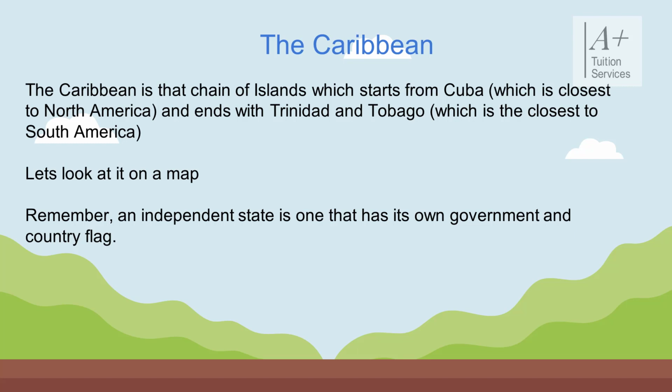We talk about countries such as Suriname. We talk about Brazil, etc. All those countries are in South America. When we talk about North America, we're talking about the United States of America and Canada. Now we will look at the Caribbean on a map. And one thing I want you to remember is that we are dealing only with independent states. If you remember, an independent state is one that has its own government and country flag.